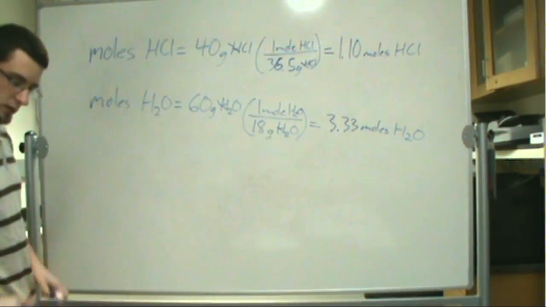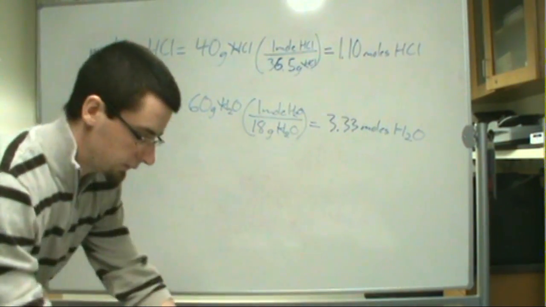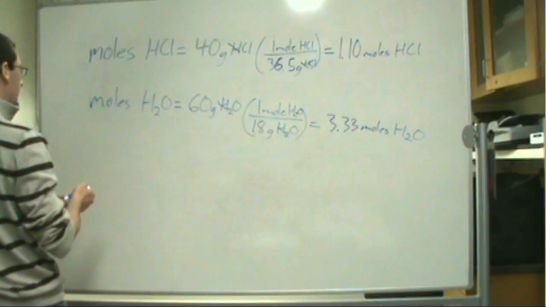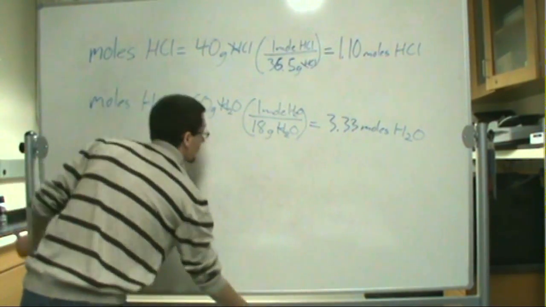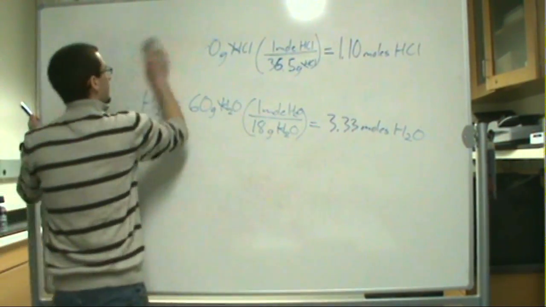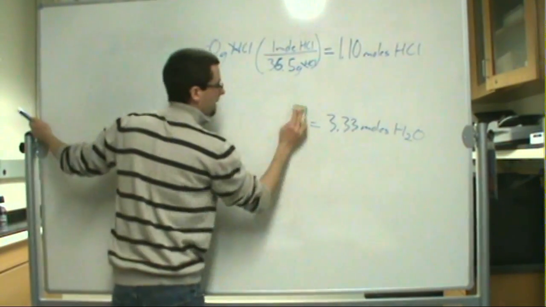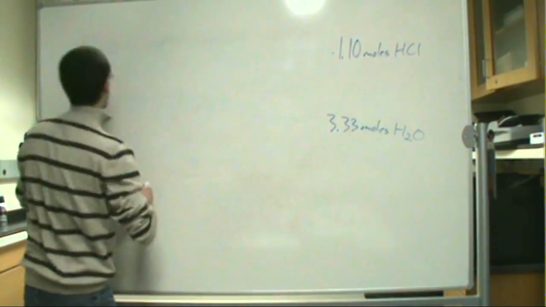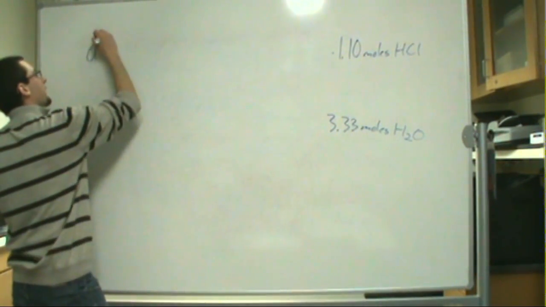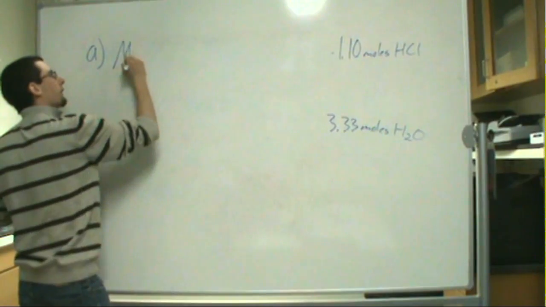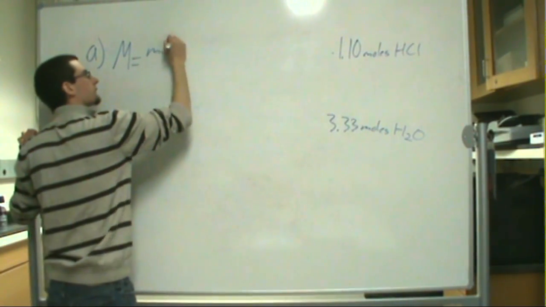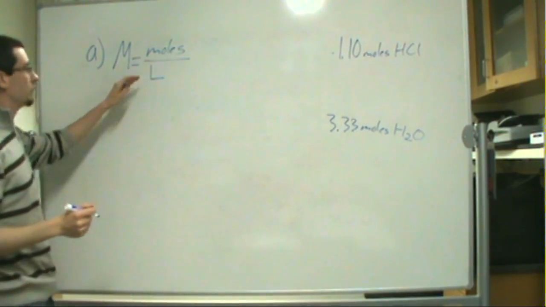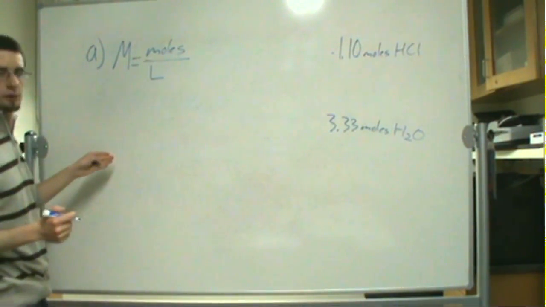All right, so now what we have to do is figure out our molarity. So we have pretty much all of our calculated values that we need. Let's erase this bit. So we want to know the molarity of the HCl. So we're on part A. Molarity is defined as moles over liters. Well, we have our moles, but we need to figure out how many liters we have.